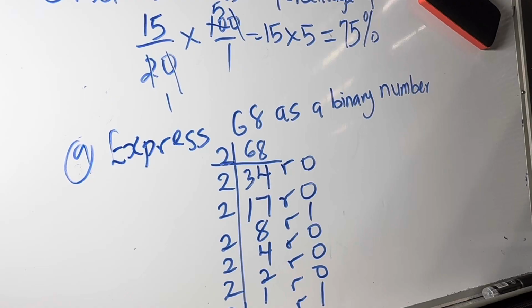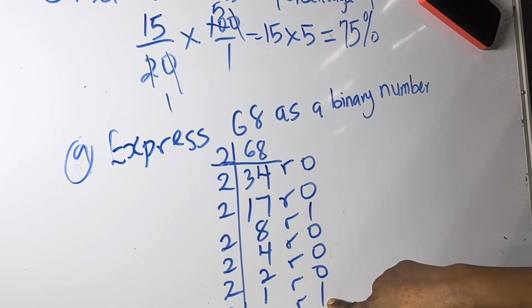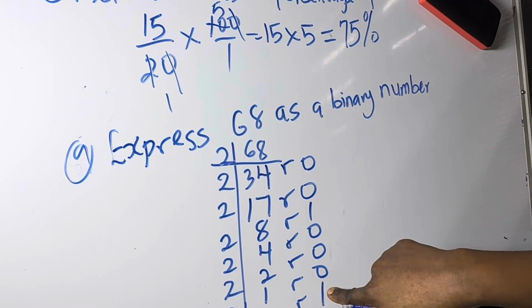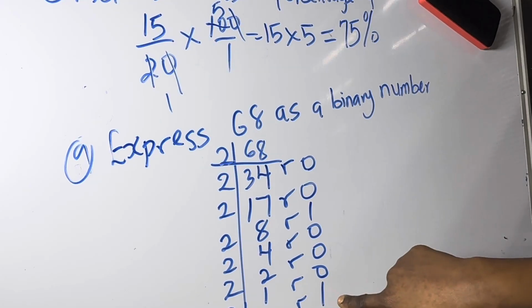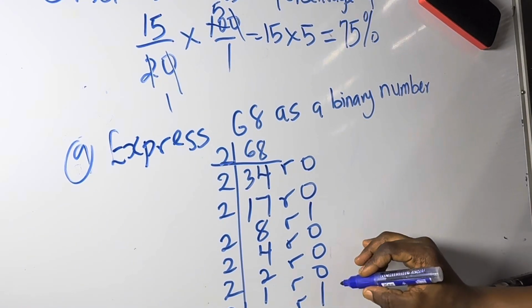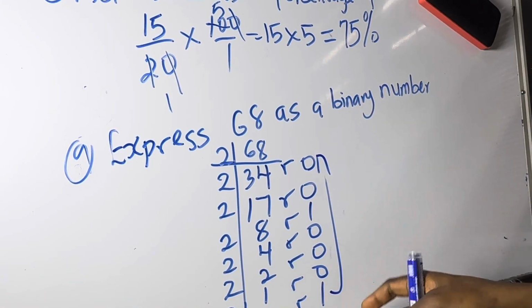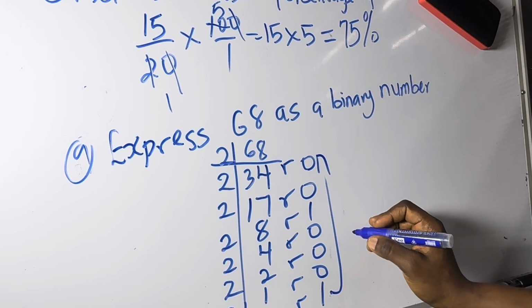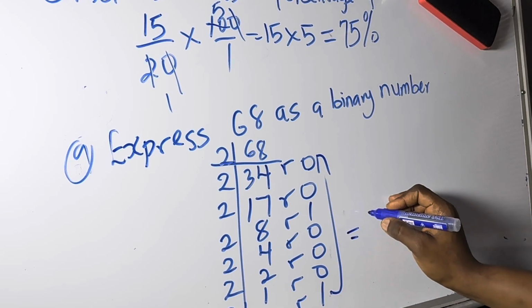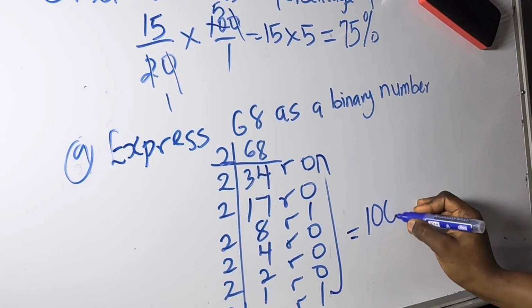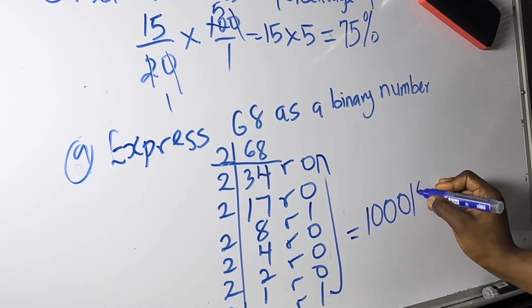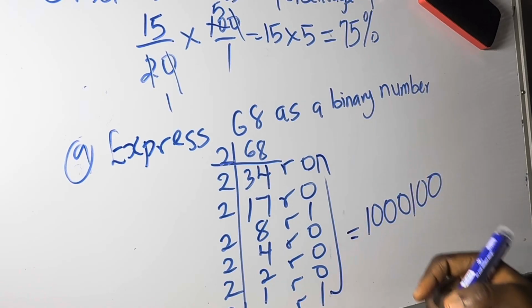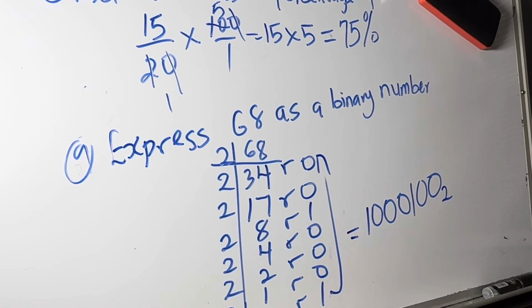Now, if you are writing your answer, you start from the down. We are going to be picking the answer from the down upward. I'm starting from the last number, which is 1. So that means my answer equals 1, 0, 0, 0, 1, 0, 0 in base 2. Do you understand? Now let's look at question 10.